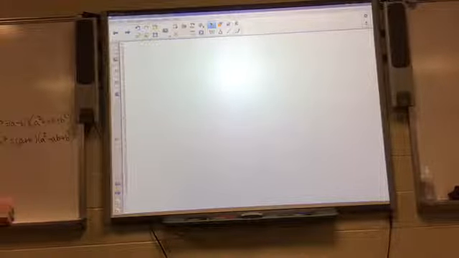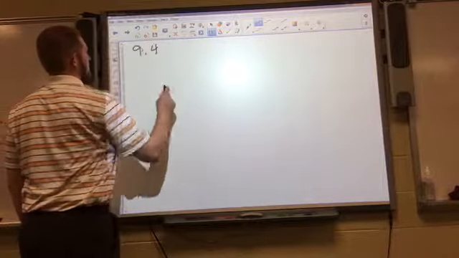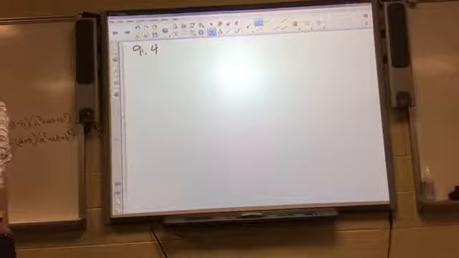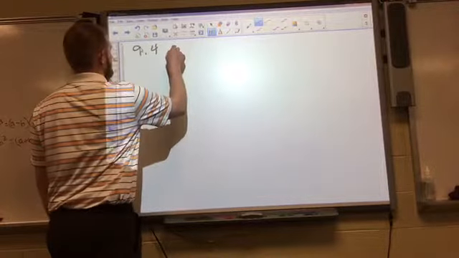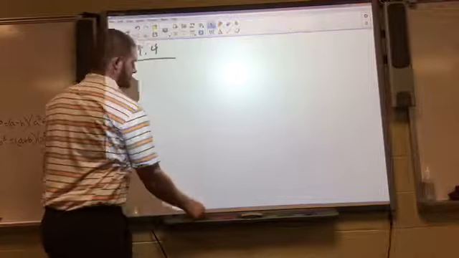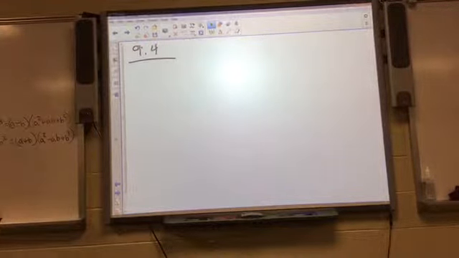On 9.4, we are combining a bunch of information that we have already done, basically. We're multiplying and dividing rational expressions. I'm not actually going to write that out. Today we're just going to do the multiplying part, and then tomorrow we'll do the dividing part. Okay.